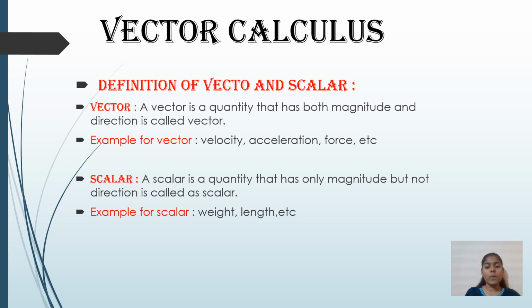Vector. A vector is a quantity that has both magnitude and direction. Examples for vector: velocity, acceleration, force, etc. Scalar. A scalar is a quantity that has only magnitude but not direction. Examples for scalar: weight, length, etc.